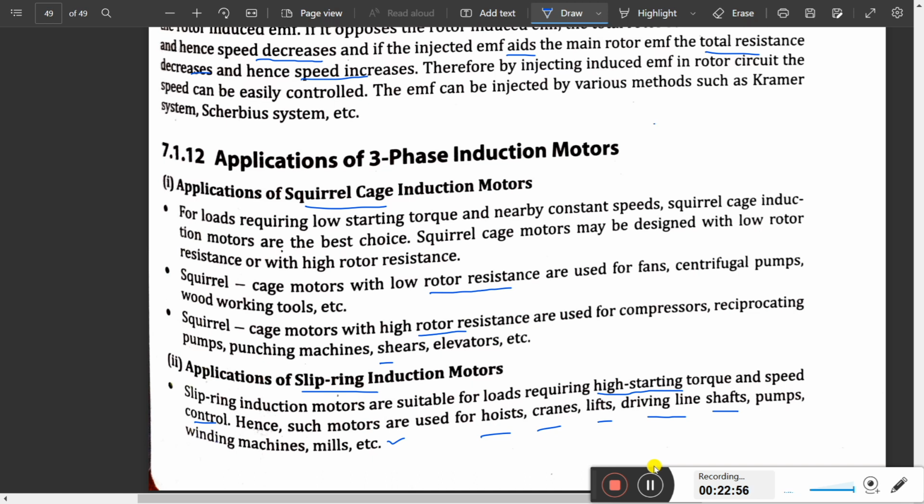We have to remember the main equation for speed control. Torque is directly proportional to s E2 squared R2 divided by (R2 squared plus (s X2) squared). If we maintain a constant torque, then when we vary the rotor resistance, the slip also increases. Then the speed is directly proportional to (1 minus s) Ns.